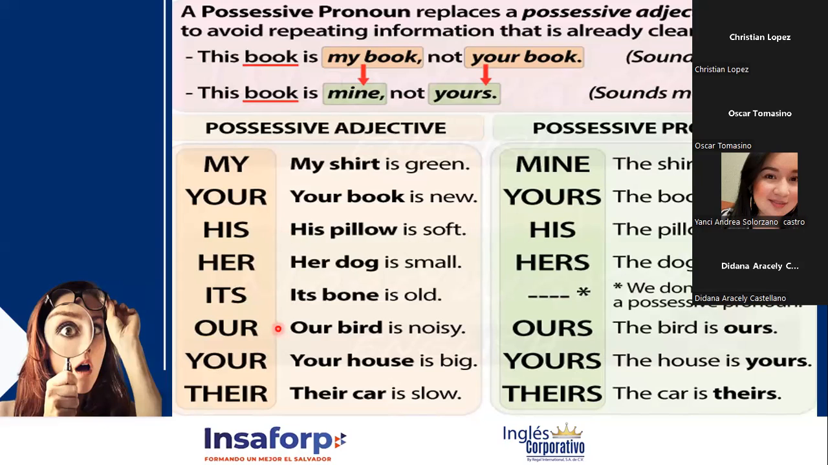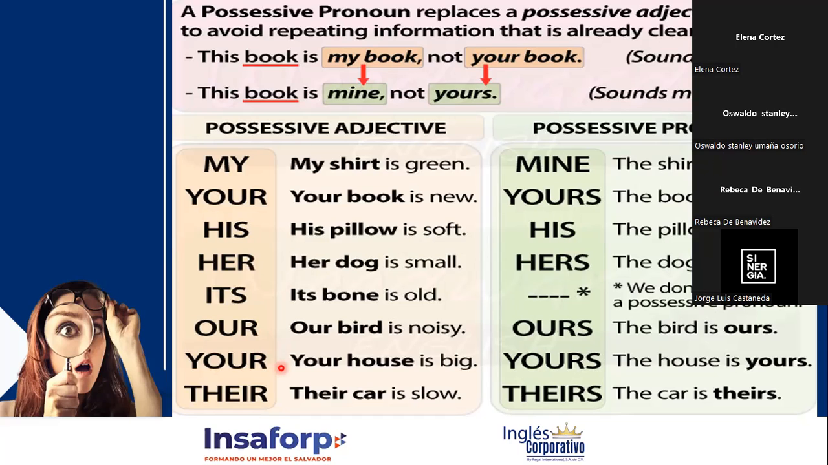Its bone is old. Okay. Who is the next one? Our beef is nice. Okay. Who is the next one, guys? Elena? Yes, teacher. Go ahead, please, Elena. Your house is big. Okay, Oswaldo. We're going to change orders because some of your classmates are not participating. So let's do it. Their car is slow. Okay, thank you, Oswaldo.